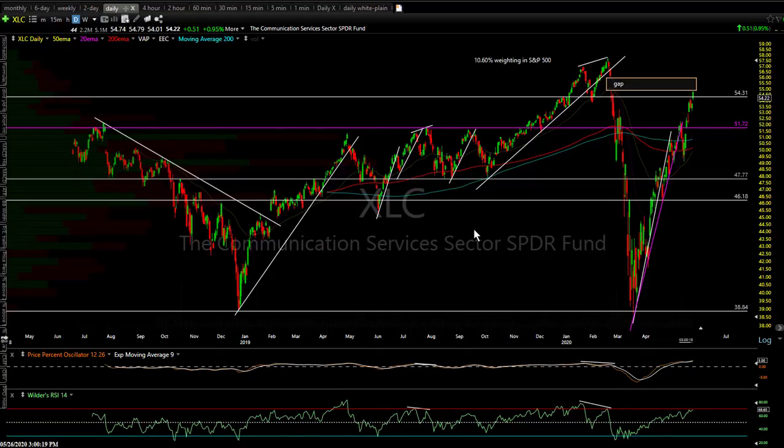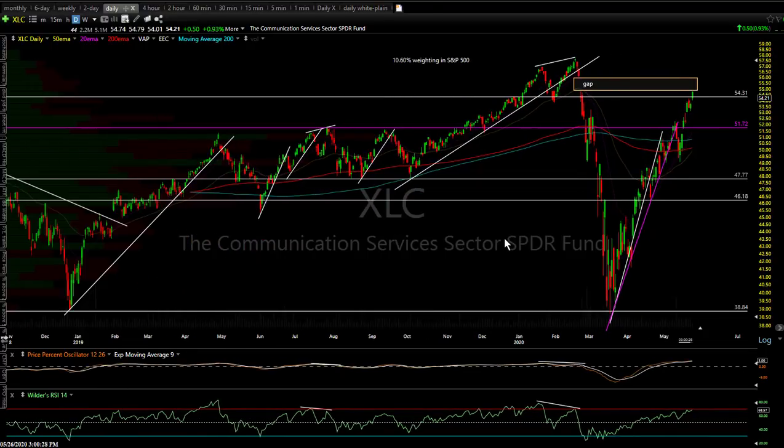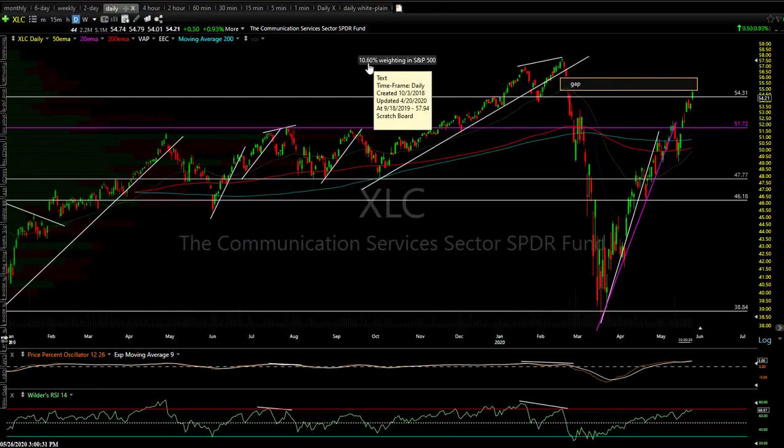XLC, or you could just basically say Facebook and Google, Alphabet I should say. They have such a heavy weighting in this sector. It has a decent weighting, 10.6%. But remember, 2 of the 5 FAANG stocks, Facebook, Amazon, Apple, Microsoft, and Alphabet, those are the FAANGs that make up the bulk of the Nasdaq 100 and a good part of the returns of the S&P 500. 2 of those are in this, and those 2 are so top heavy weighted that, again, you only have to look at the charts of those 2 to see where XLC is going.